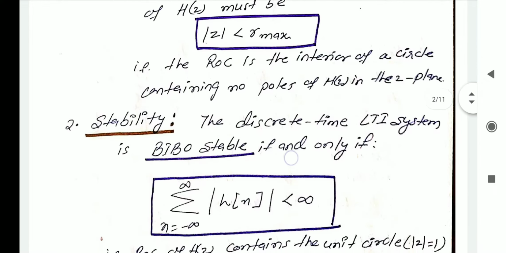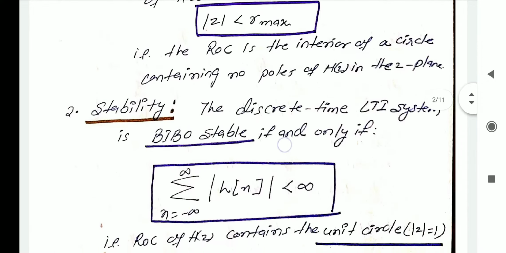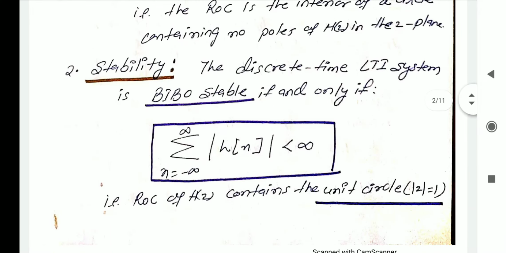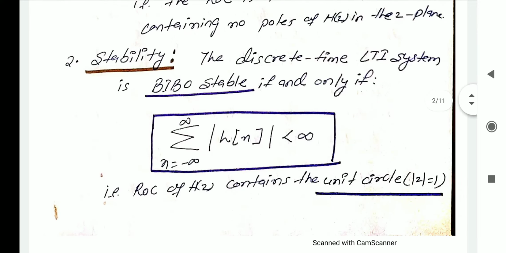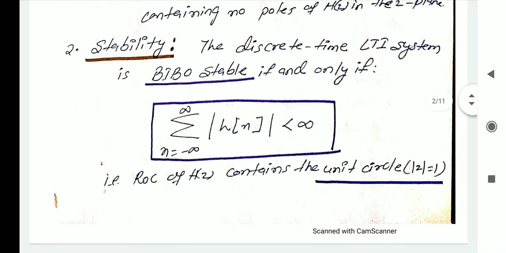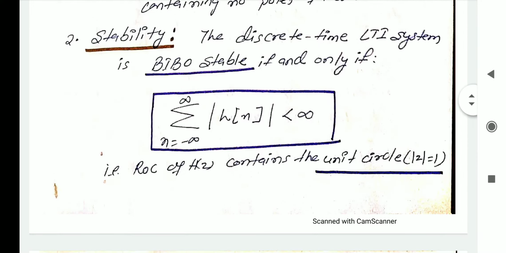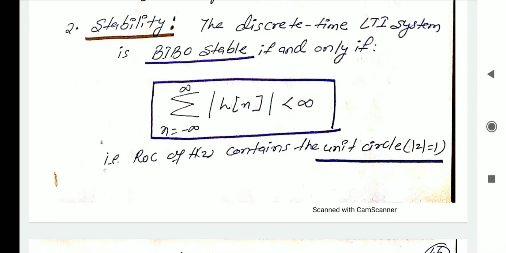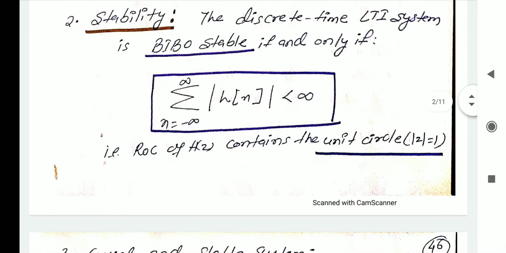Now the second characterization is stability. For a stable system, that is if the discrete time LTI system is BIBO stable, we already know the condition: the summation from n equals minus infinity to plus infinity of mod of h of n should be less than infinity. That means the sequence must be absolutely summable. The ROC of H of z contains the unit circle.